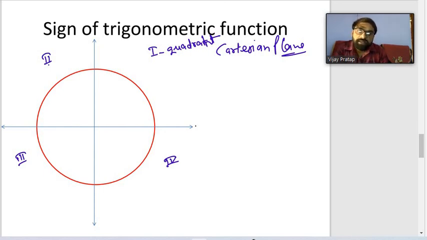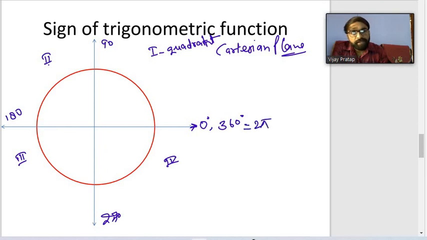Now if we draw angles on this, then we get 0 degree here, and this will be 90 degree, this will be 180 degree, here 270 degree, 90 will be added to it, and finally when it completes one round, this becomes 360 degree. And 360 equal to 2 pi, and we have 90 degree equal to pi by 2, and 180 degree equal to pi, and this will be 3 pi by 2.